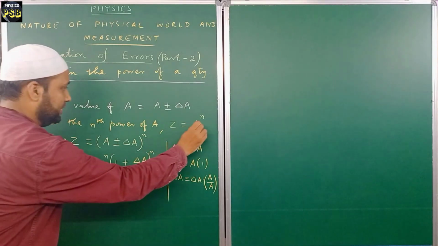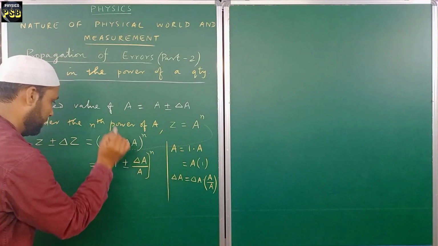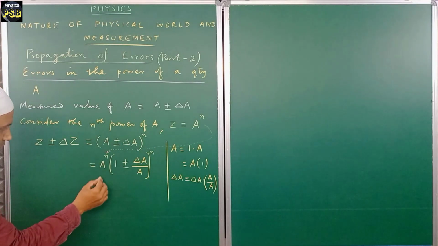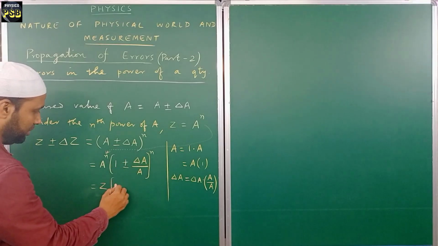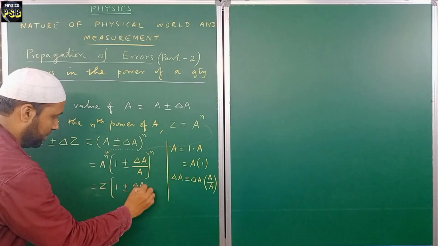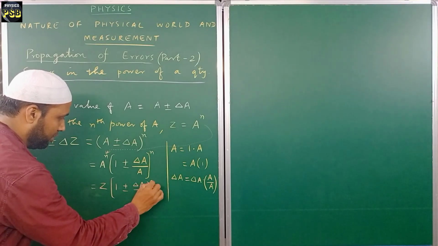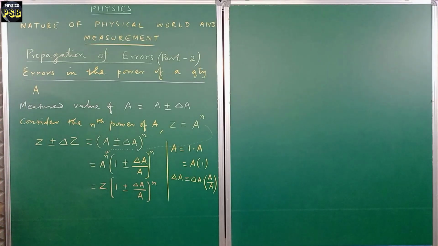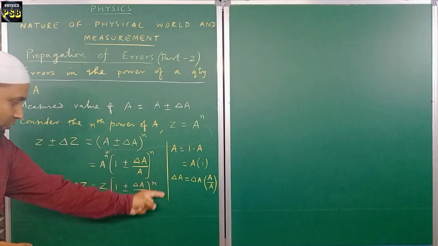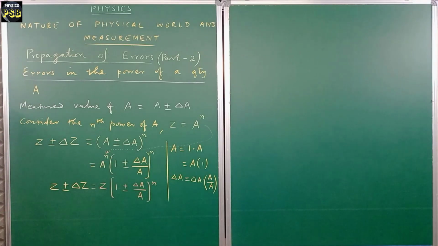According to this, A power n is nothing but Z. So in the place of A power n, I write Z, multiplied with 1 plus or minus delta A upon A, whole power n. Understand? Now this side, what do we have? Z plus or minus delta Z. Now I am going to divide this equation with the Z. So what will I get? I get this.